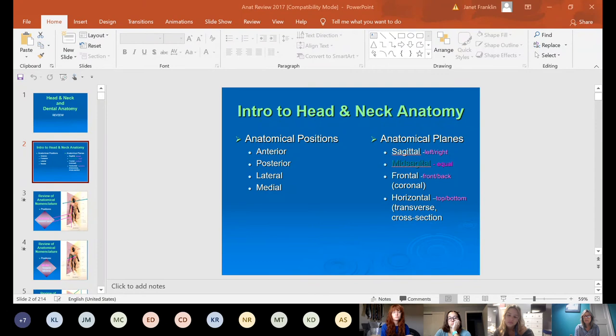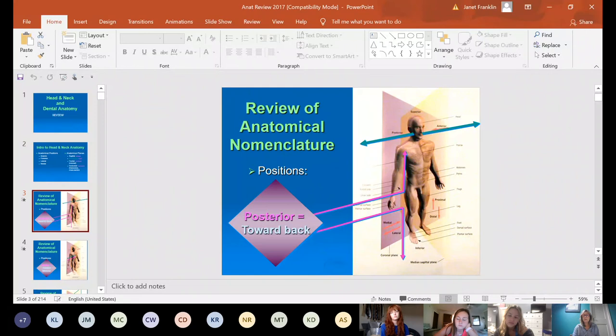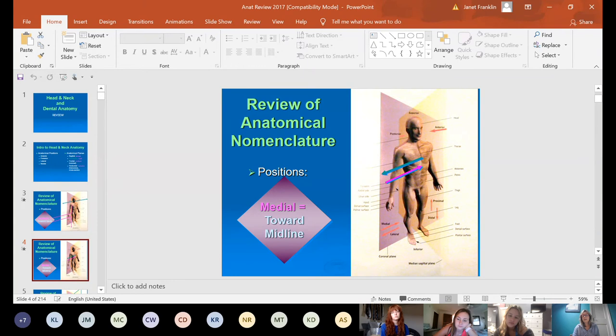There's really not a lot. You should know those terms. Hopefully you already do, but if not, I would study up on them. Posterior, toward the back. Medial is toward the midline. So when you're looking at medial, I think that's where we were getting a little confused yesterday. You can look at medial of a specific object, but when you're talking about anatomy and science, most of the time you're looking at medial as a whole.